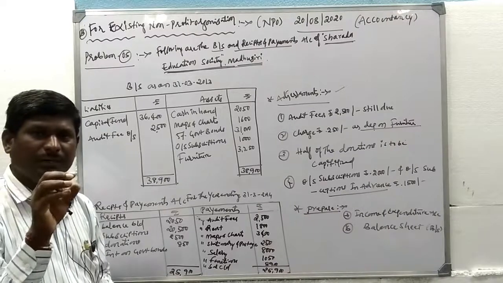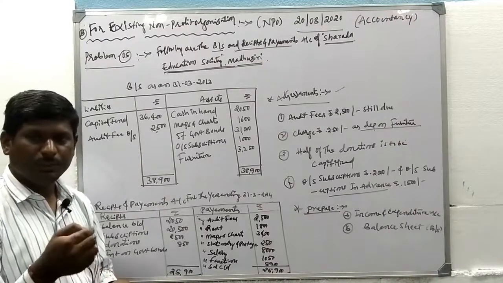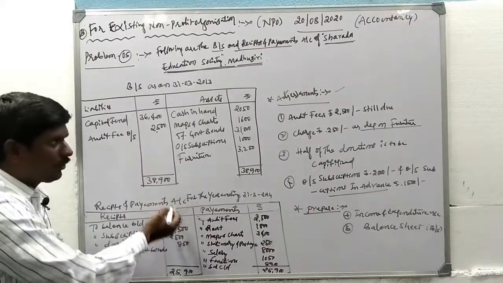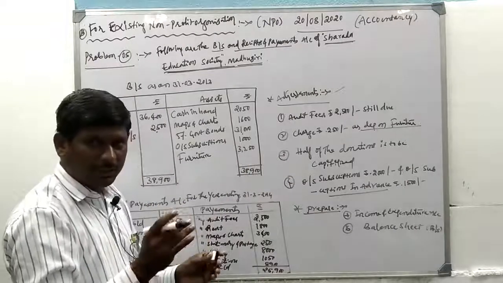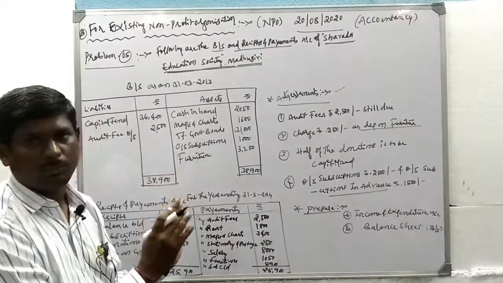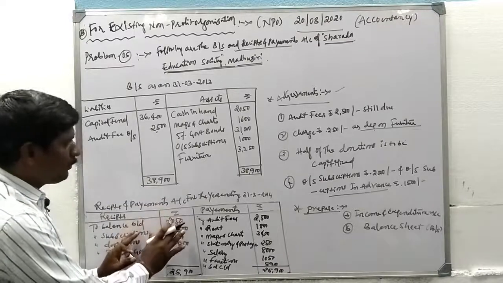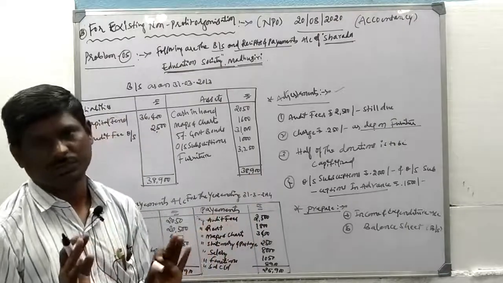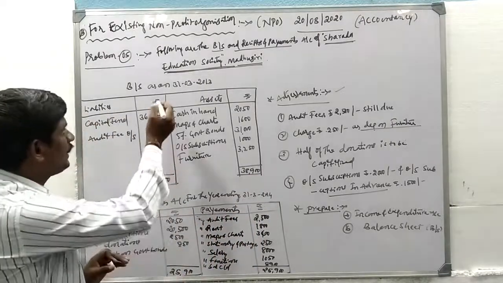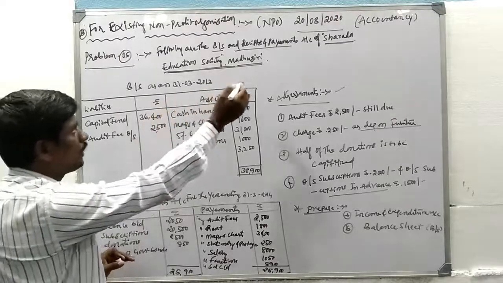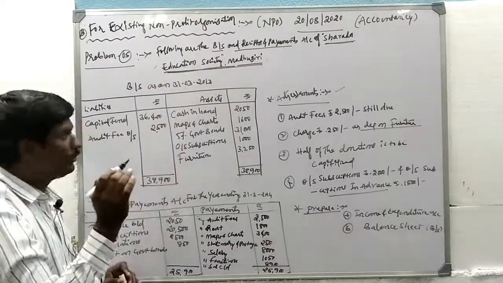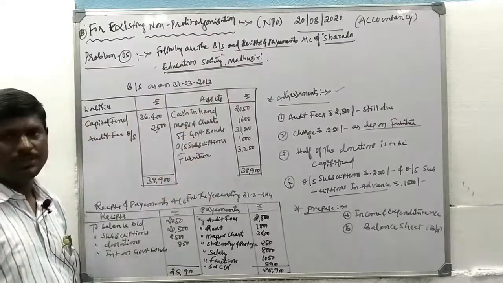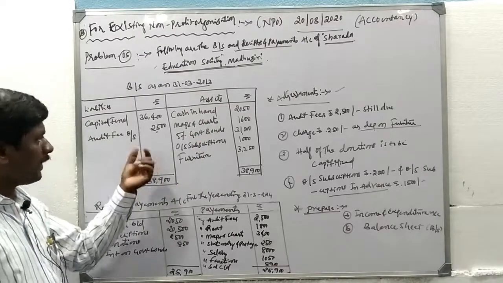The following are the balance sheet and receipts and payment account of Sharada Education Society, Madhugiri. How do we identify whether it is an existing or a new problem? When the problem gives the previous year balance sheet, receipts and payment account, and adjustments, immediately that problem is an existing problem. If only the receipts and payment account and adjustments are given, it is a new non-profit organization. Today it is an existing problem, with the previous year balance sheet as on 31st March 2013.